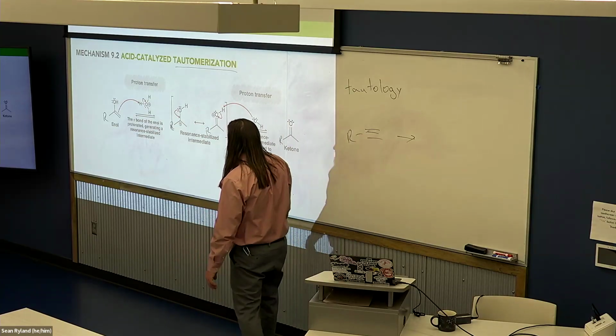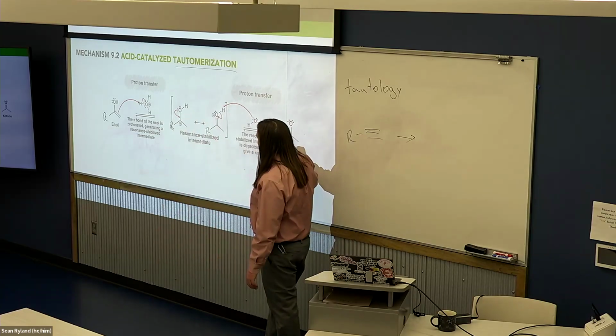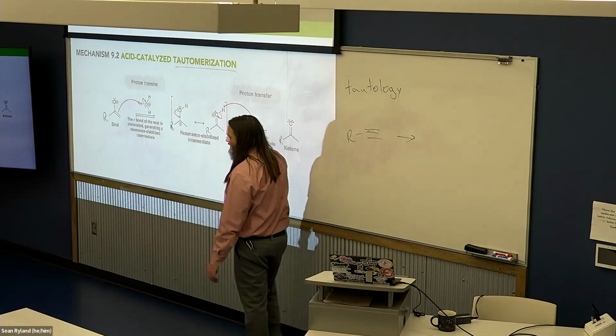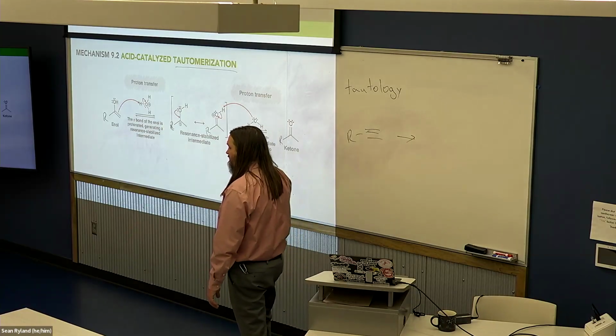So we wind up with the alkene as a result, and both of these are equilibrium steps. So anytime you have a ketone, this is actually happening constantly.